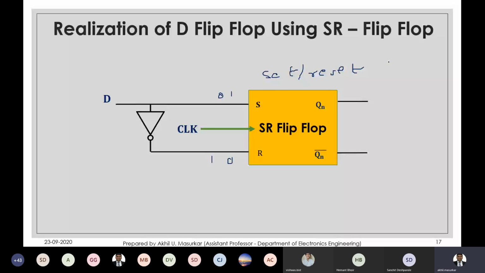Okay, so now you start implementing D flip flop using JK flip flop. Come on, do D using JK.